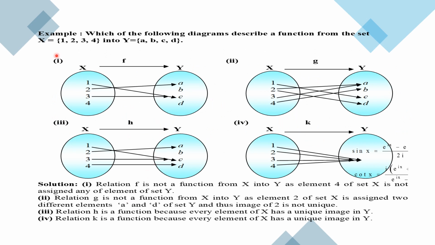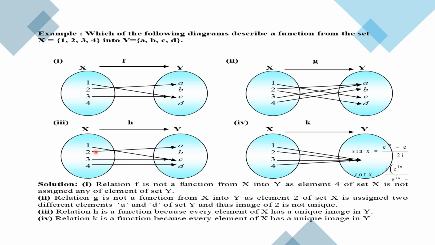Observe these relations. Which of the following diagrams describes a function from the set X into the set Y? Here 1 has an image, 2 has a unique image, 3 has an image, and 4, an element from the set X, has no image. So this is not a function because every element must have an image according to the definition of a function. Observe this one: 2 has two images, so there is no uniqueness. This is not a function.